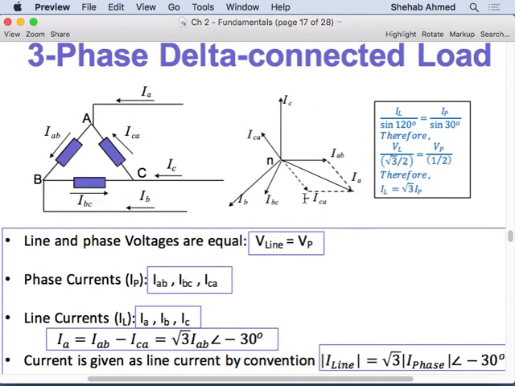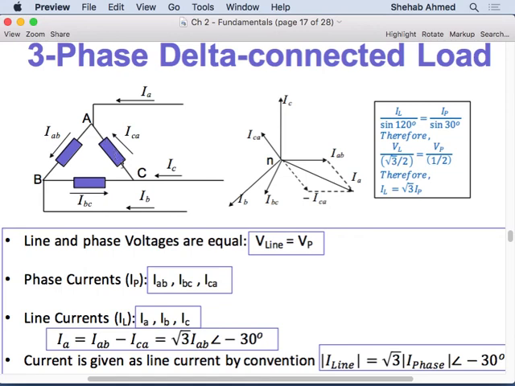We will talk about this more maybe when we talk about protection. So anyway, in a delta configuration, line voltage and phase voltage are equal. This is the line voltage between the two lines. It's also equal to the phase voltage, correct? The line voltage and phase voltage are equal.